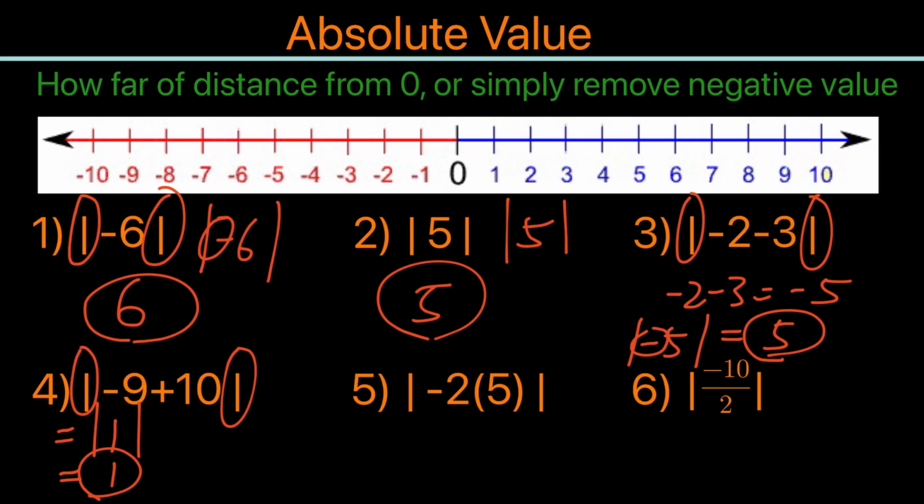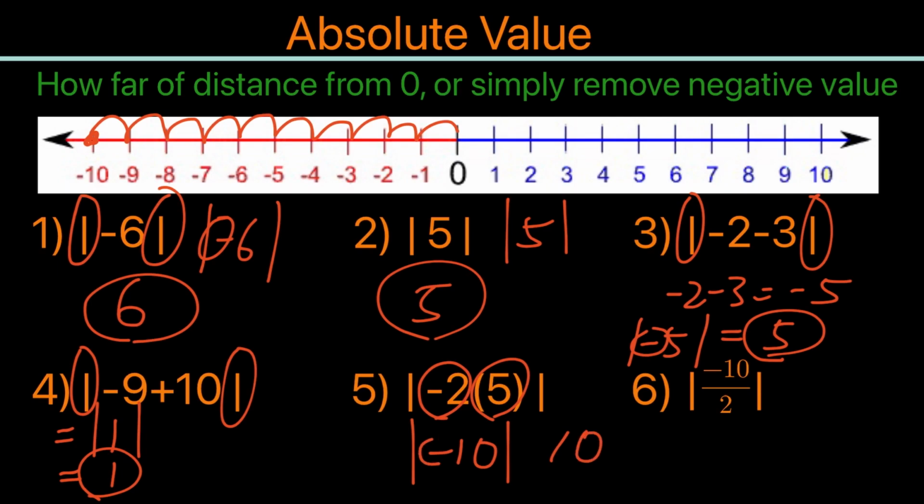For number 5, we have a -2 times 5 inside the absolute value. The first part we want to do is always solve for the expression inside the absolute value. So we would take the -2 times 5, that gives us -10. Then we would find the absolute value of -10. And since -10 here is 1, 2, 3, 4, 5, 6, 7, 8, 9, 10, 10 spaces, we know it's 10. And the same way by removing the negative value, we also have 10. And so that's the answer for number 5.